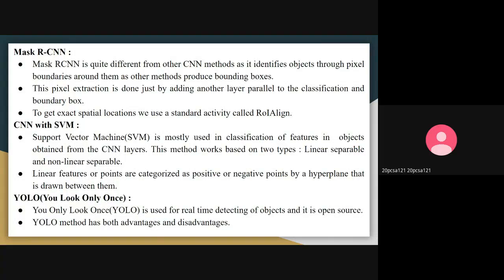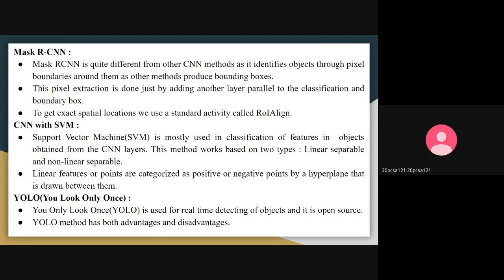So besides the classification layer and bounding box layer, the output also gives a binary mask for every region of interest after extracting features. A standard operation called ROI Align removes the quantization of the ROI pool. ROI is nothing but the region of interest pool, to properly align the extracted features with the input. And this is how Mask R-CNN works.